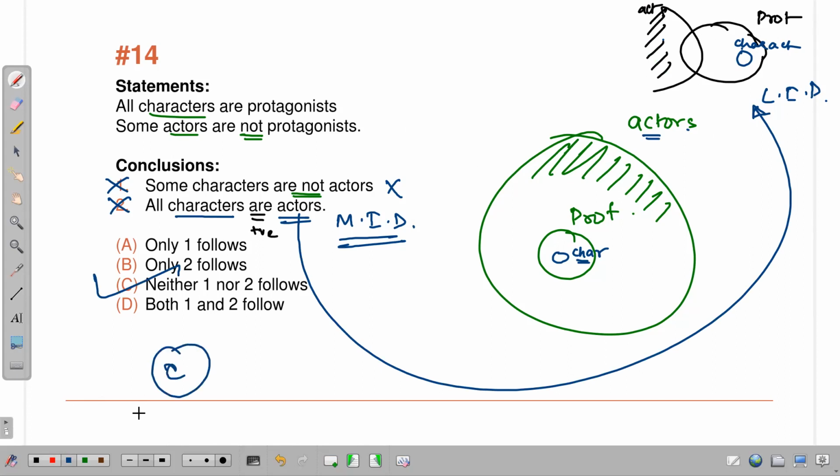I hope I made it clear. Sometimes they can make you draw multiple diagrams. So be flexible. Don't be rigid that you have to only draw one. I think for the negatives, draw the MID. And for positives, draw the LID.